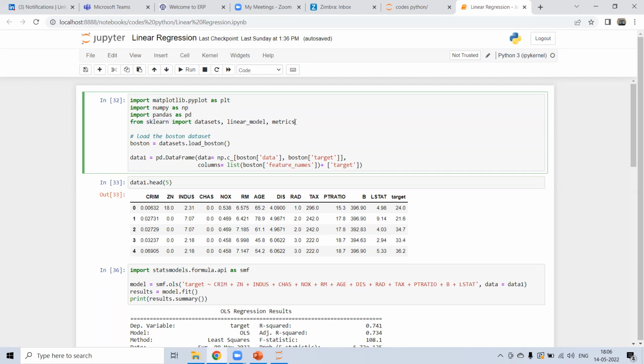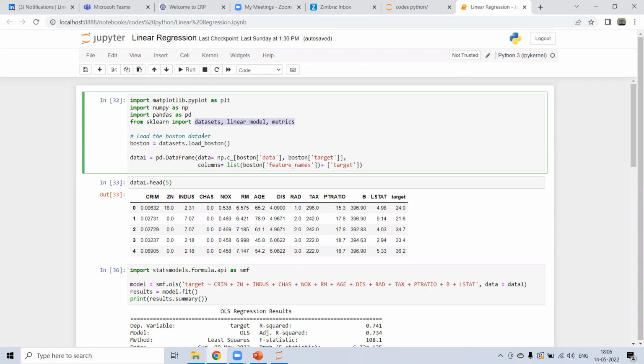So I am first of all calling this, and then I am calling the Boston dataset, basically. Under the datasets package, under the sklearn library, sklearn has many things, so I'm not loading many things. I'm loading only datasets, linear model and metrics. These three submodules I'm loading. I'm not loading all of them.